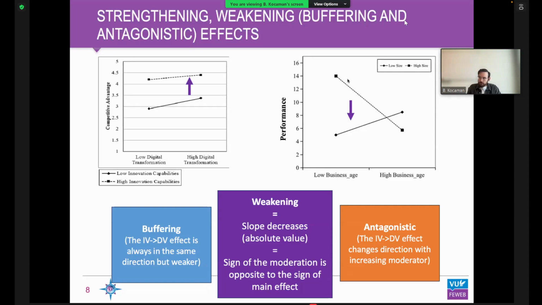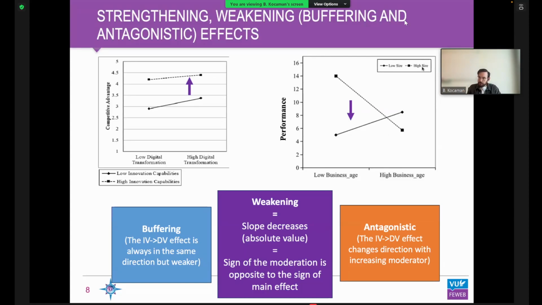When you look at the low size level, you see that when you go from low to high, the performance actually decreases. So this is a negative effect, right? It was around 14. And when you increase the business age, so the company age, whatever, the performance became 6. So this is a negative effect.